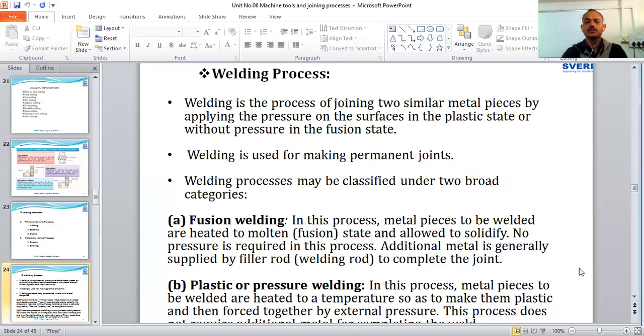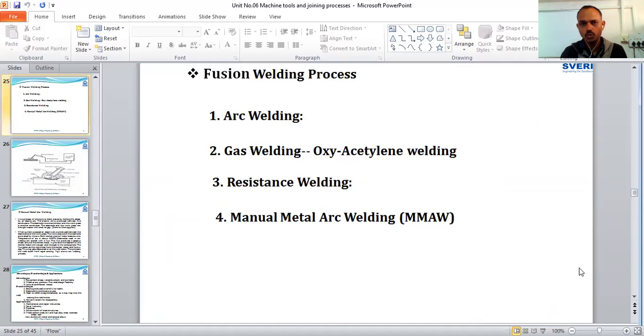Then another way is plastic or pressure welding, which we can also call resistance welding. When current is flowing from one point to another due to potential difference, and we insert some workpiece in between this flow, then due to the resistance to the flow of current, heat is generated. Due to that heat, the metal converts into the plastic mode. When we apply pressure on this, the two workpieces get joined. So out of this we have seen two welding methods.